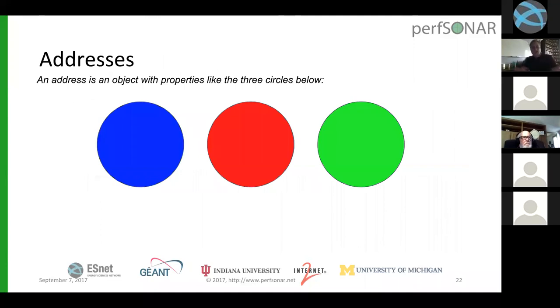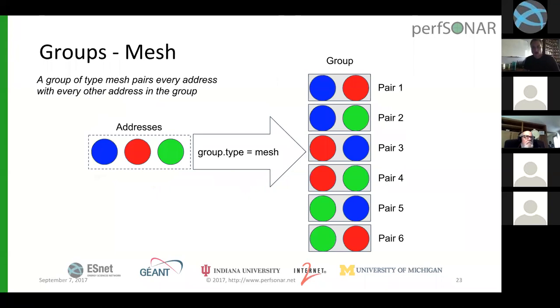Let's look at that in the abstract real quick, to help give a better idea of what's going on. We can think of addresses as these three shapes right here, right? All these shapes have properties. They're circles, and they all have different colors: blue, red, and green, and so forth. So let's say we have these three shapes here, and then we want to group them together.